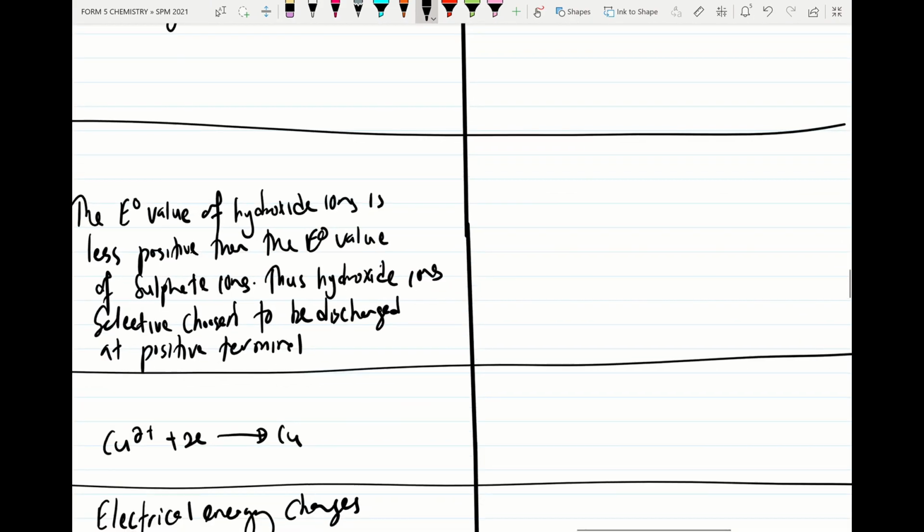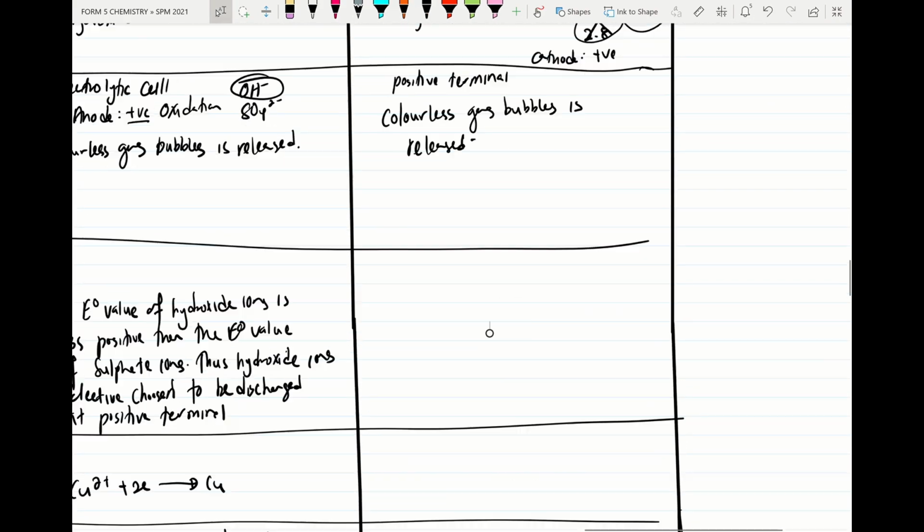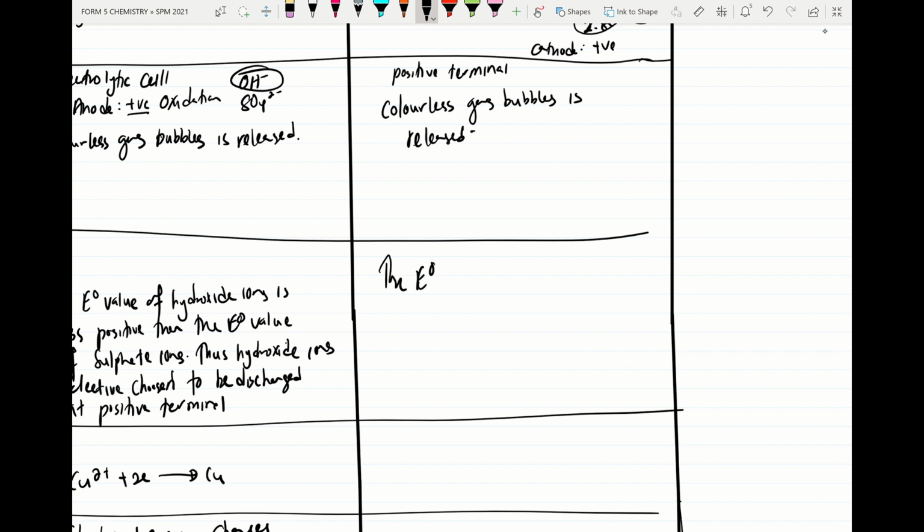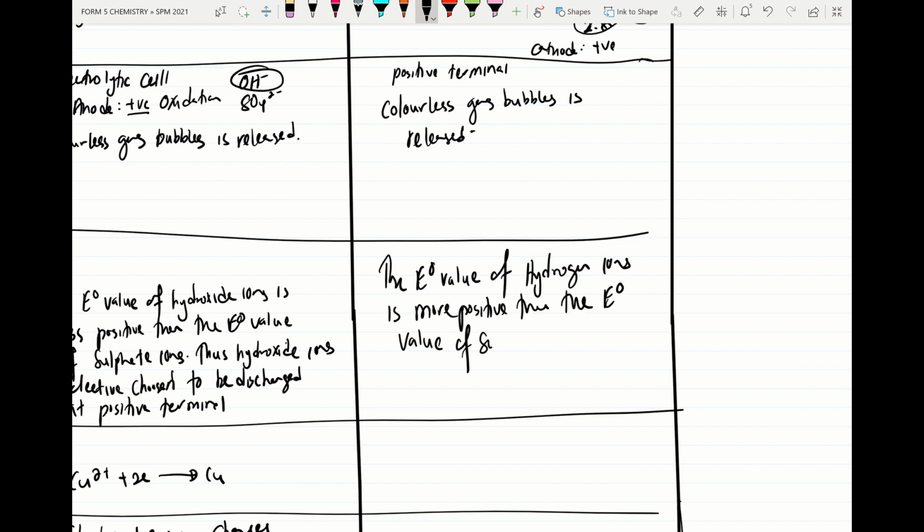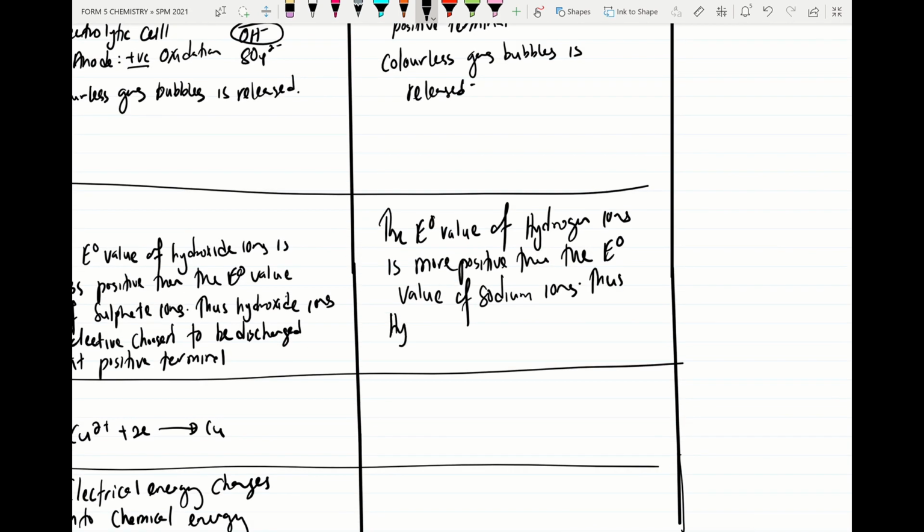All right, so the reason for this one: the E naught value of hydrogen ion is more positive than the E naught value of sodium ion. So thus we put here, thus hydrogen ion is selectively chosen to be discharged at the positive terminal. So this is the answer.